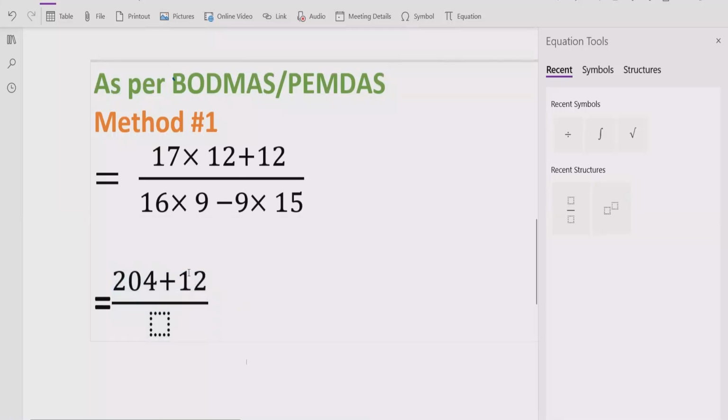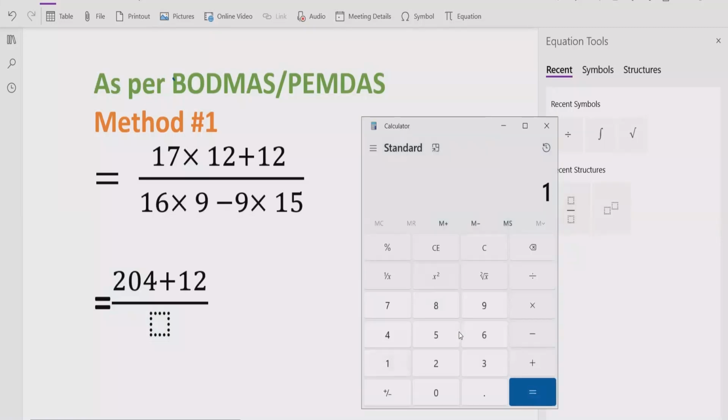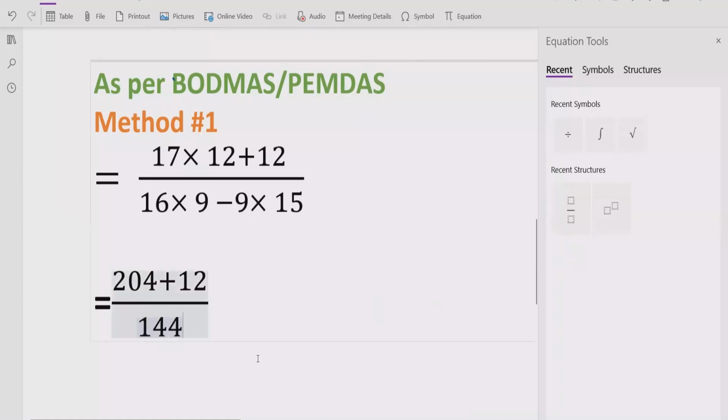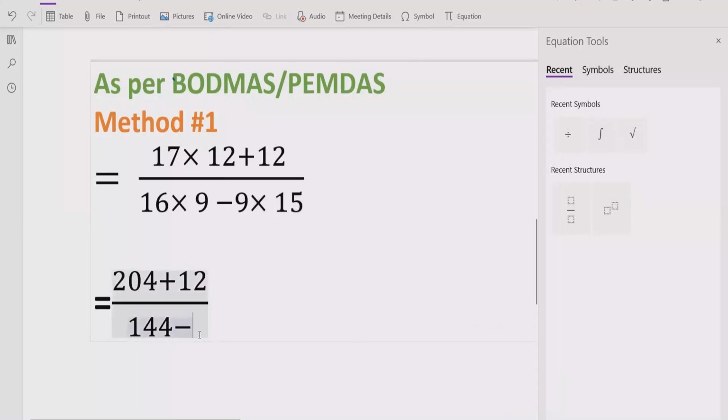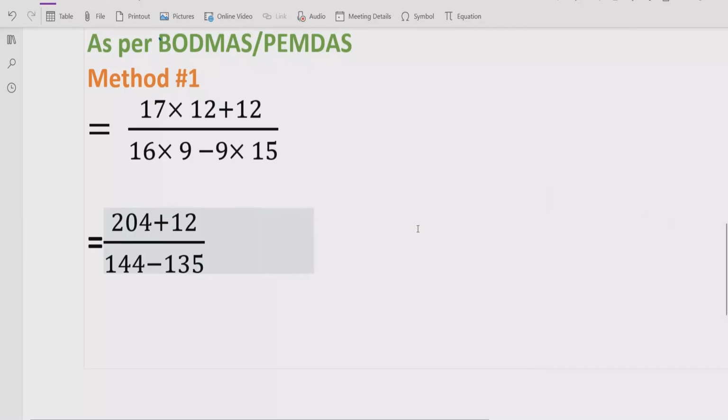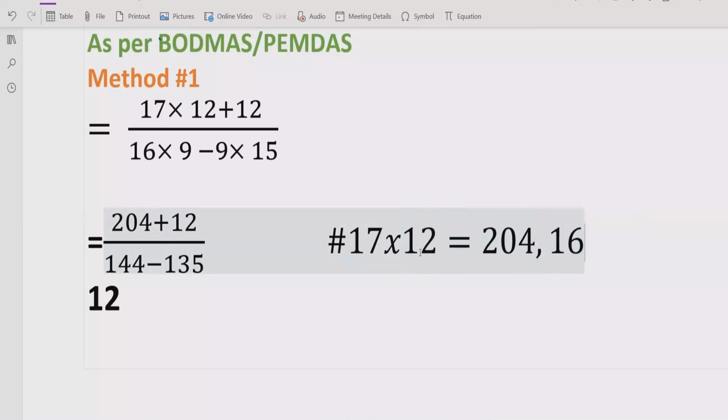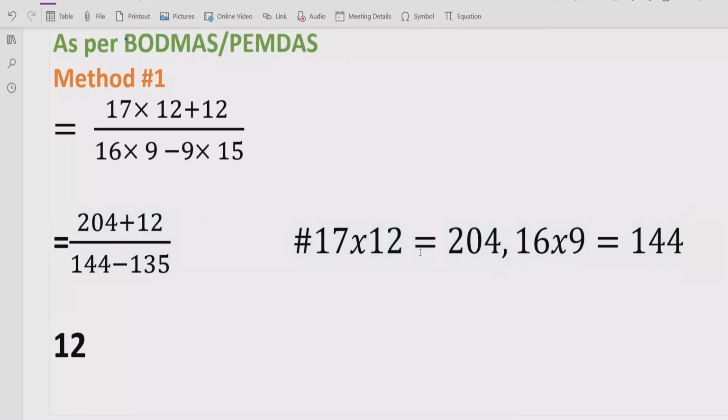Now in the denominator, we also solve this part, 16 multiplied by 9. So 16 multiplied by 9 equals 144. So we will write 144 minus, and here we also have a multiplication. 9 multiplied by 15 equals 135. So here we will write 135. Now we can give the reference: 17 multiplied by 12 equals 204, we multiply 16 multiplied by 9 equals 144, and 9 multiplied by 15 equals 135.